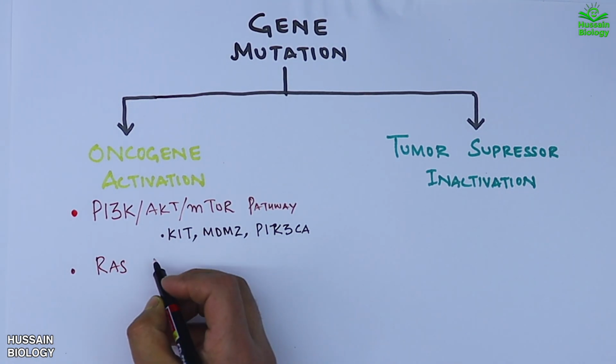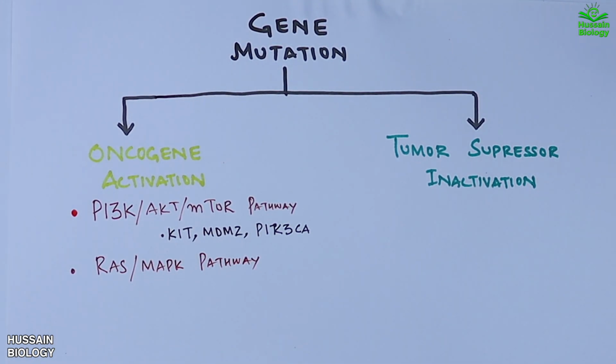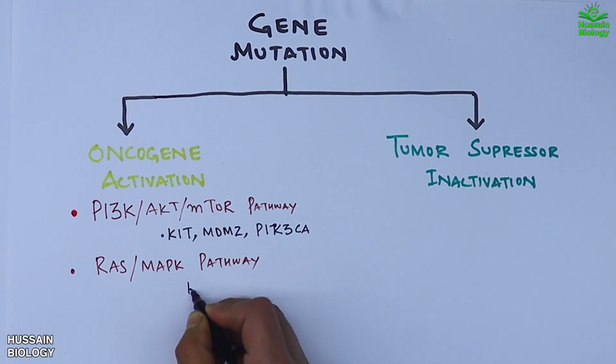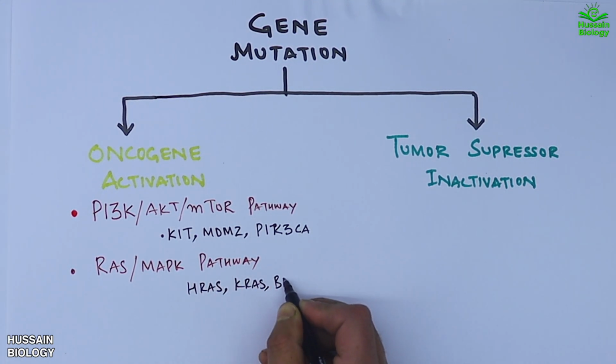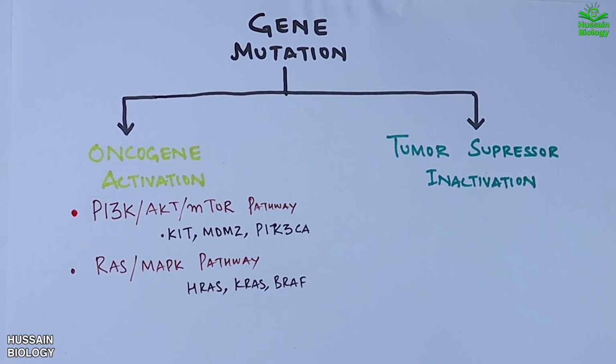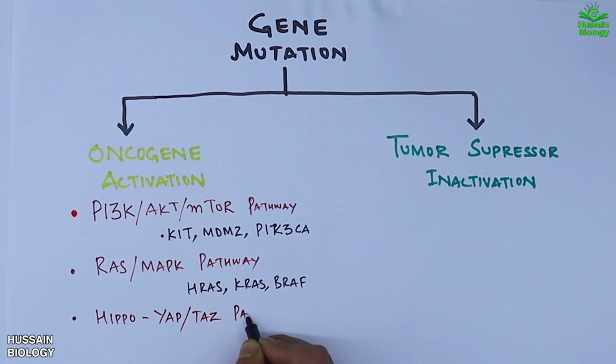Second is RAS or MAPK pathway. This pathway controls cell growth and differentiation. Mutations in oncogenes like HRAS, KRAS, and BRAF result in continuous signaling, promoting cancer cell survival. Third is Hippo-YAP pathway. This pathway regulates organ size and cell contact inhibition. Mutation in YAP1 disrupts normal growth control, enhancing tumor growth.